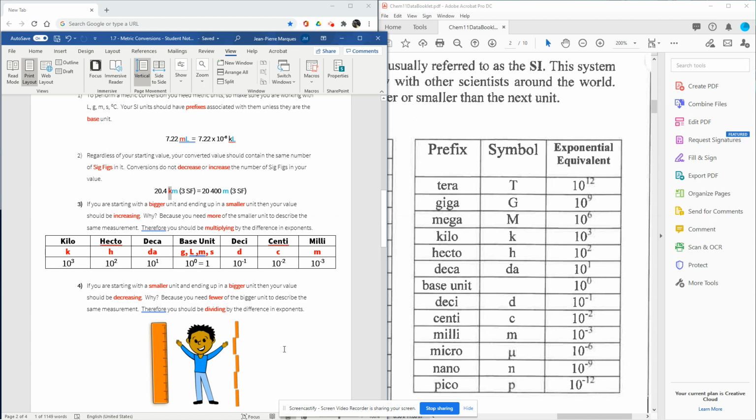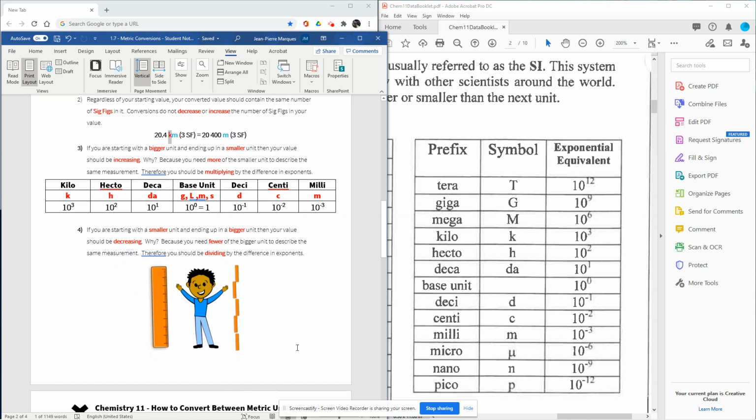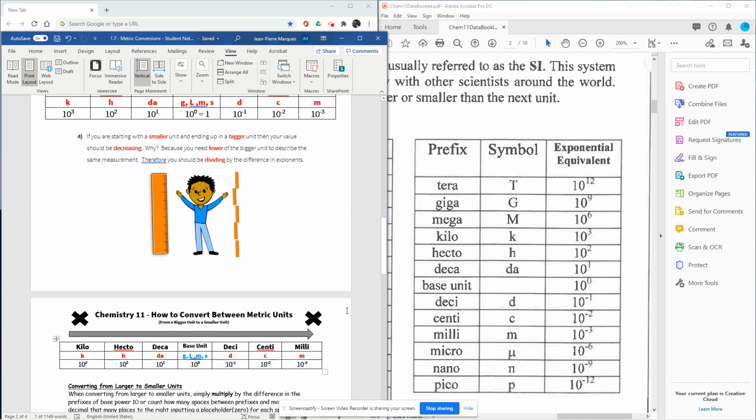But again, the logic being, when you go from a bigger number to a smaller number, the value of your conversion will increase. Because again, you will need more smaller units to describe the same measurement as a big unit. The opposite holds true. When you go from a smaller measurement to a bigger measurement, the number of bigger measurements you need will cause your value to decrease. Why? Because you need fewer of the bigger measurement to describe the same amount of something as all of those smaller measurements.